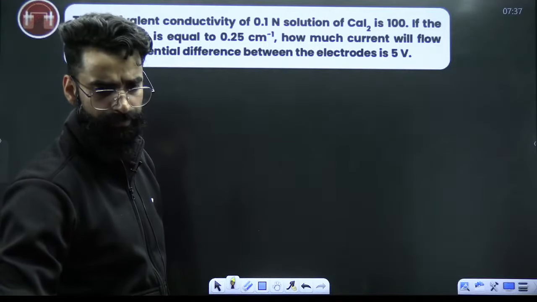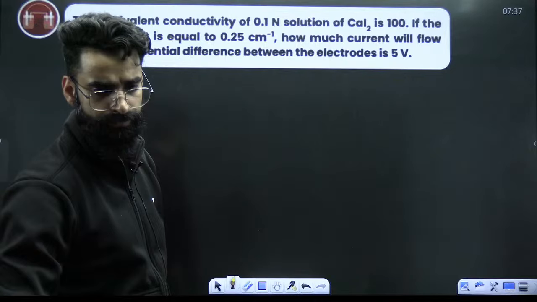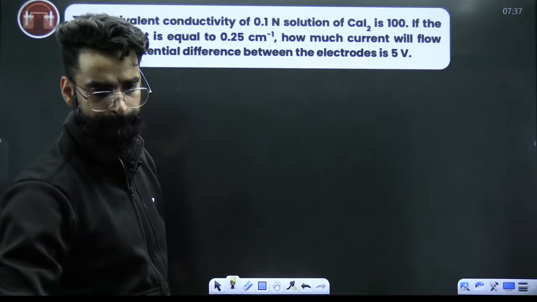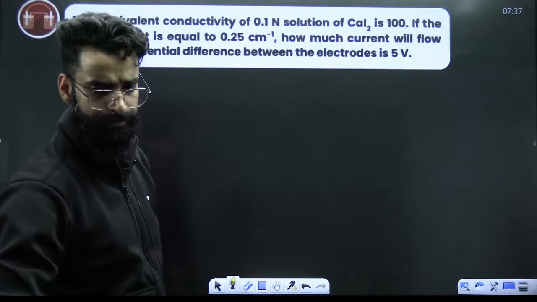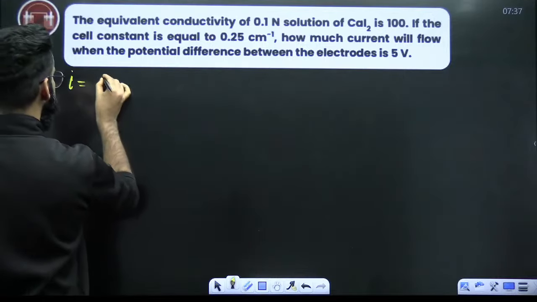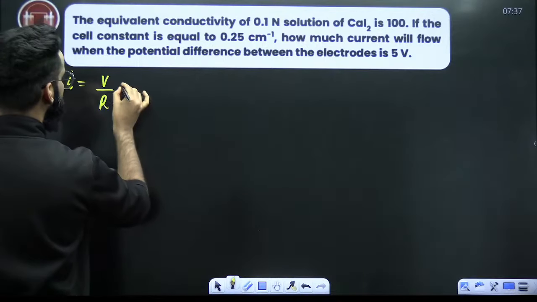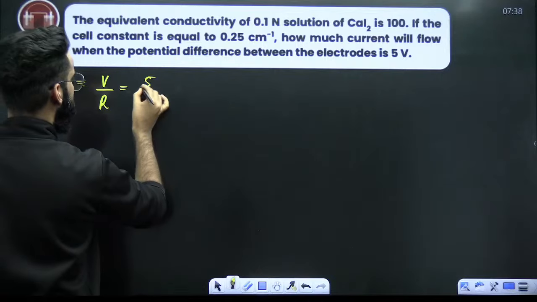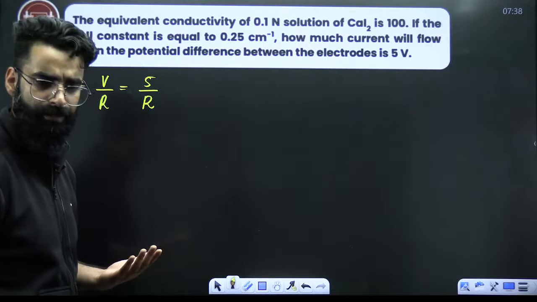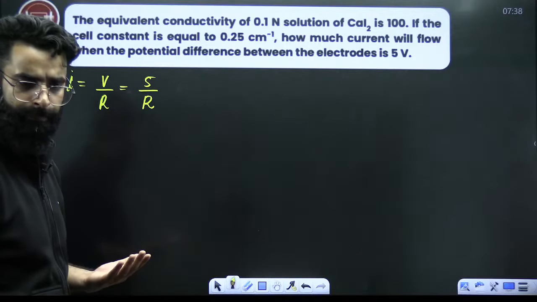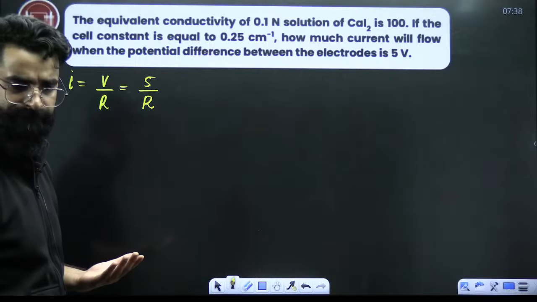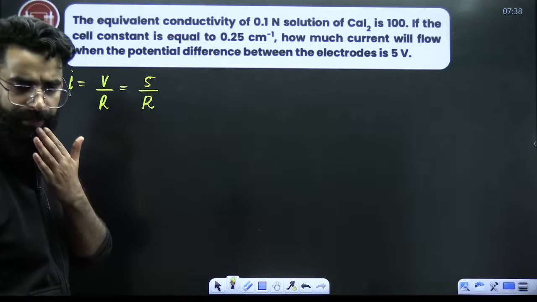Can you give it a try? See guys, what are we supposed to calculate? Again, we have to calculate current. Current is nothing but potential difference, voltage divided by R, right? Potential difference is given to us as 5 volts. Now, we have to calculate R. How do we calculate R exactly?